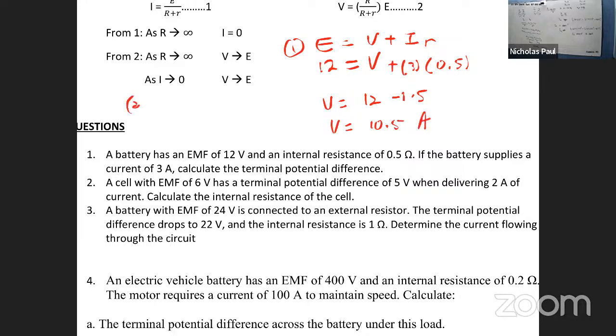Number 2, well, next one. We're getting three answers. 0.5 volts. Work out number 2 and number 3.